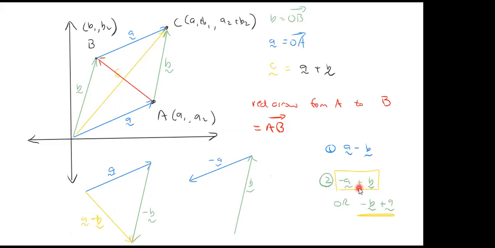And therefore, this here would be B minus A. Does this look like your AB? Yes. So in other words, vector AB from point A to point B will always equal B minus A, where B in this case represents the position vector of B and A represents the position vector of A.